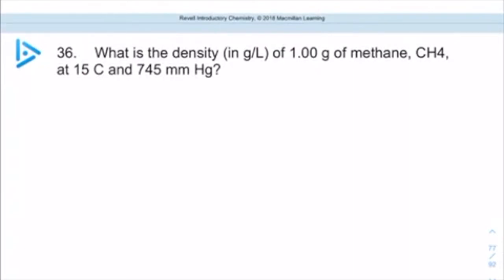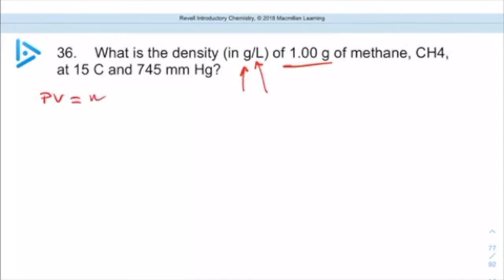Okay, this is a marvelously complex problem. So we're going to take a few minutes to go through it. So density is mass divided by volume. In this problem, we already know what the grams are. We're told that right here. So what we need to find is the liters.